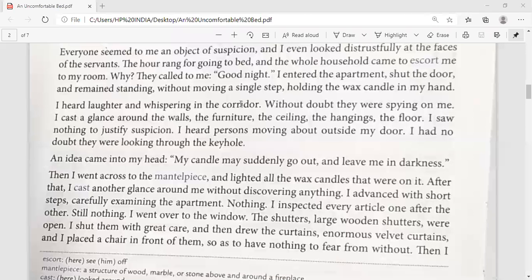So I advanced with short steps. Advanced means moved forward. So he was moving forward with short steps, very carefully, okay? Carefully examining the apartment. So he was checking the apartment very carefully. Nothing, I inspected every article one after another, but still nothing. So he could not find anything. Article means object. So he checked all the objects very carefully, but he could not find anything.